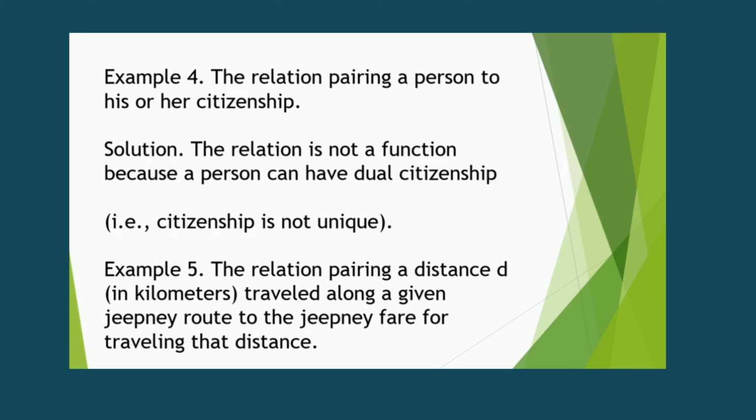Example 4. The relation pairing a person to his or her citizenship. Solution. The relation is not a function because a person can have dual citizenship. For example, citizenship is not unique.